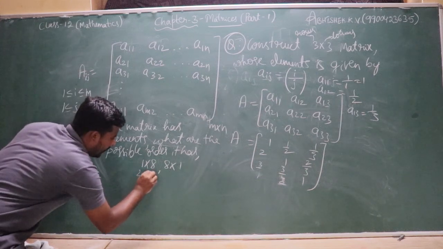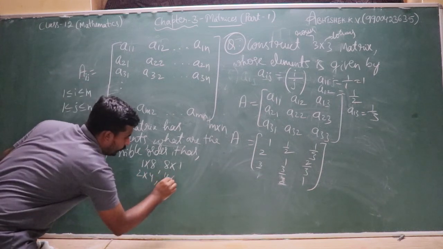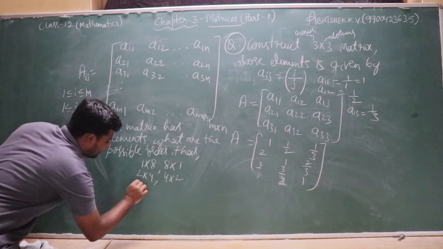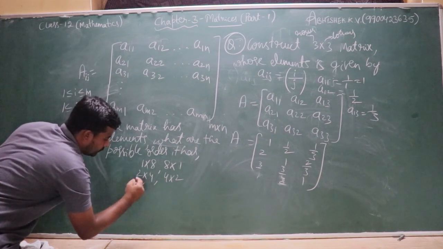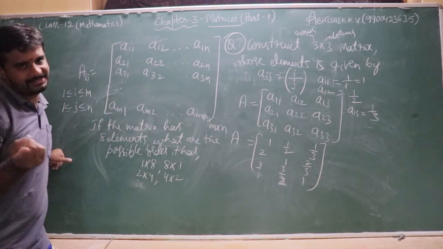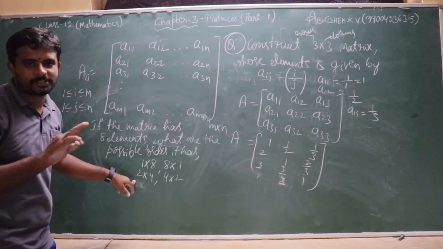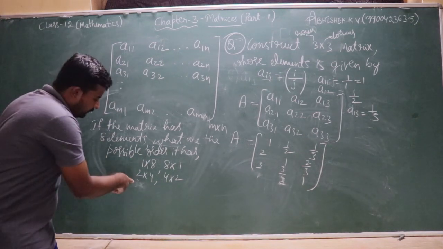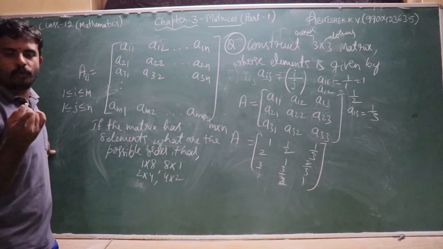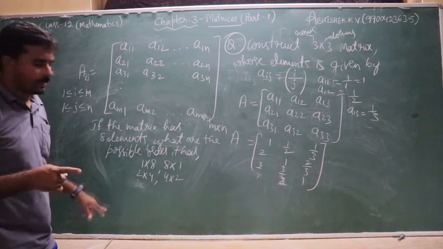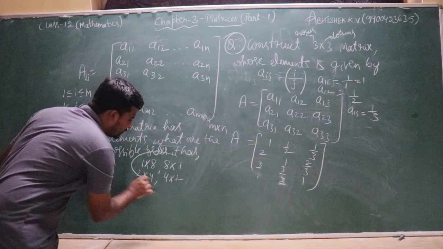It may be 2 by 4 or 4 by 2. It may have 3 ones are 3, 3 twos are 6, 3 sixes are 18. Multiples of 3 do not contain 8. Then 2 cross 4, we already wrote 4 into 2, and 8 cross 1. See, these are the possible orders.